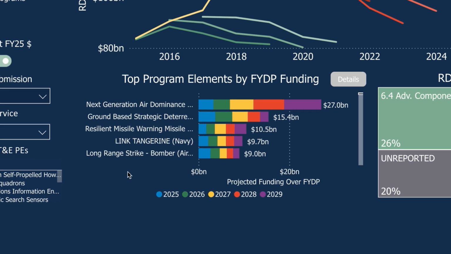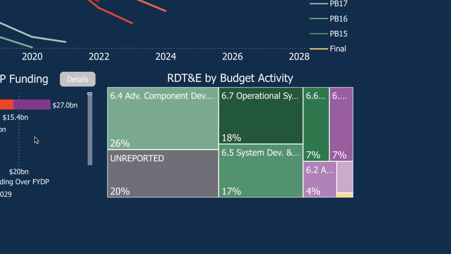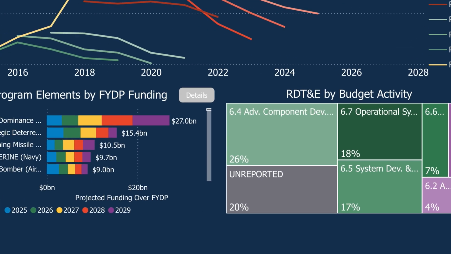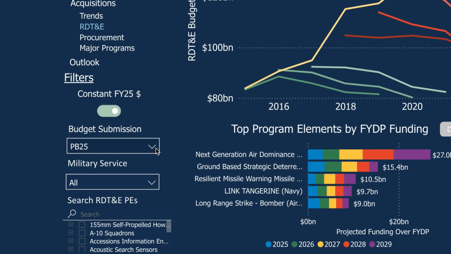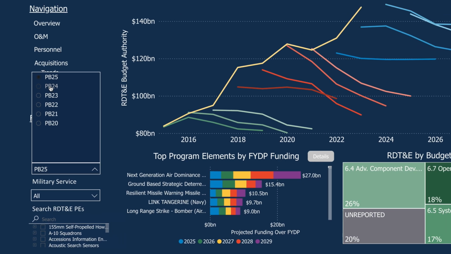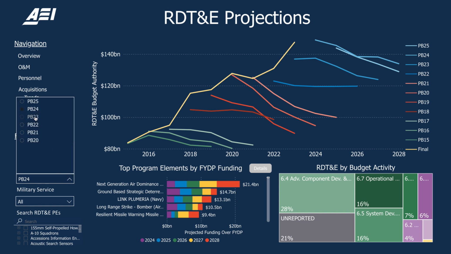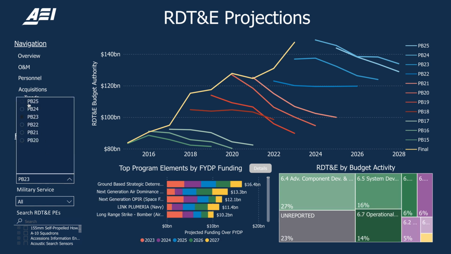On the lower left-hand chart, this shows all of the program element lines within the budget request rank ordered by the total amount of funding over the 5-year projection. On the lower right-hand side, this shows the total amount of funding over the 5-year projection organized by budget activity. You can filter the bottom two charts by budget request if you want to go back and see what the data was in previous budget requests.